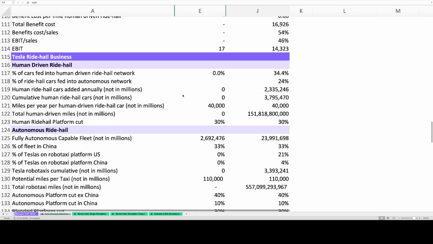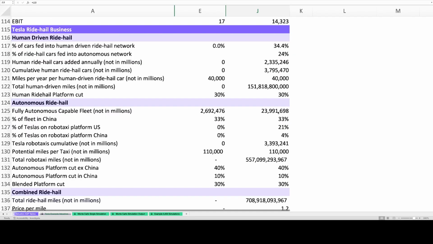We now have some assumptions on Tesla's ride hail business, the human-driven ride hail. By 2027, about one-third of all Tesla vehicles operating at least part-time as a Tesla Uber, so to speak, with a human driver, not autonomous. In addition, a further 24% of vehicles operating as autonomous robo-taxis. So ARK expecting close to 60% of all Tesla vehicles in 2027 to be either operating as robo-taxis and/or doing some human-driven ride hail.